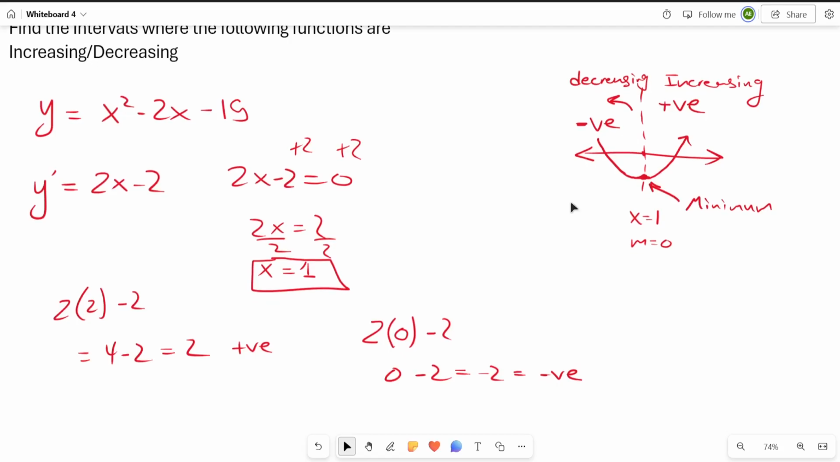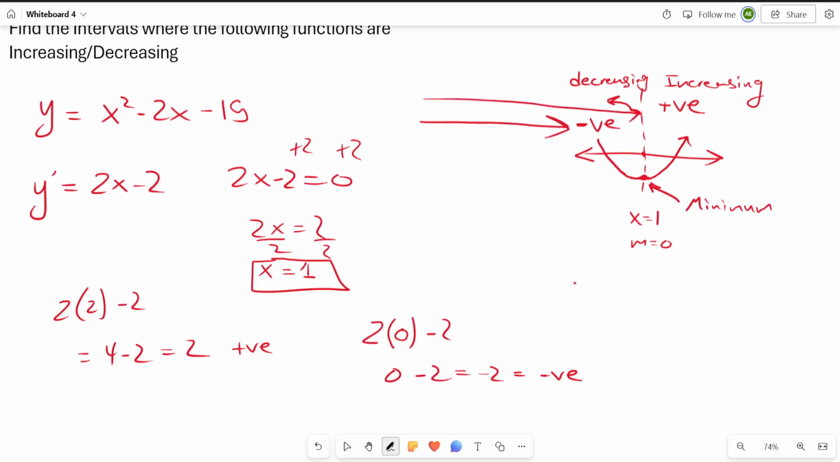So answering the question, the interval where the function is decreasing is going to be all of this part until x equals 1. So basically, decreasing is from negative infinity to 1. And then it starts to increase from 1 all the way to the right, so 1 to positive infinity. And that is my answer.